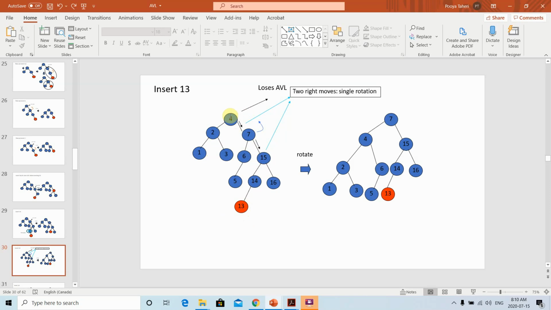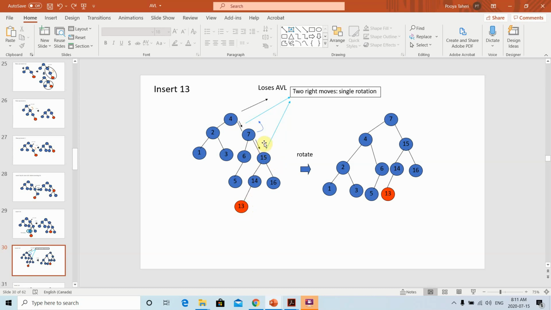What case is this? Is it RR, LL, RL, or LR? Okay, so again, now this is our pivot. This is the deepest node that lost its AVL property, right? If we have a path from this node to the newly inserted node, what are the first two moves that we have to take? Right and right. So this is a simple RR case.